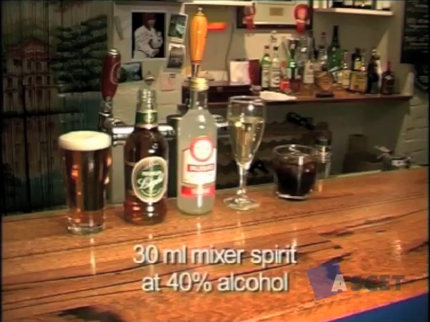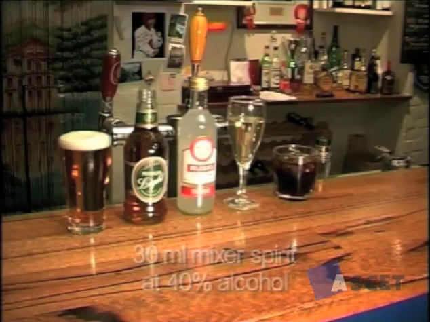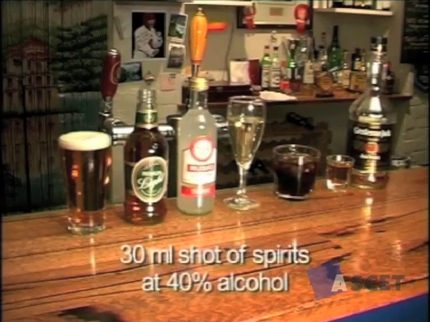One mixed drink with 30 ml of spirit at 40% alcohol by volume, plus a mixer. One nip or shot of spirit, be it bourbon, vodka or scotch, measured at 40% alcohol by volume.